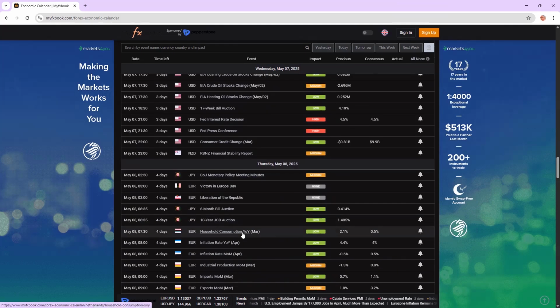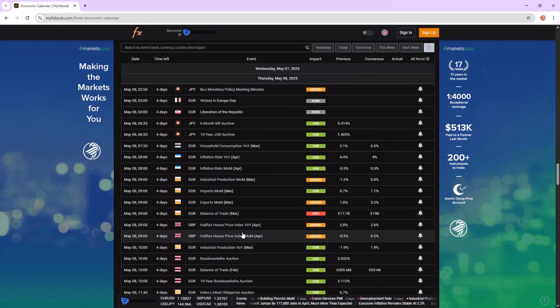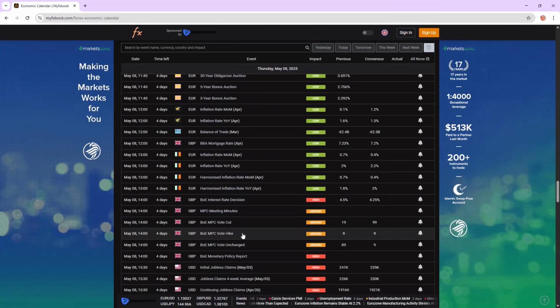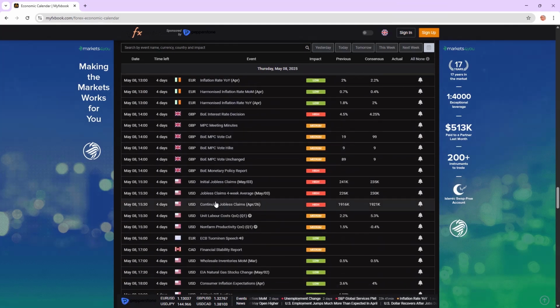Let's look at Thursday: Euro balance of trade, as well as interest rate decisions on the GBP. On Wednesday we have it on the dollar, and on Thursday we get it on the GBP, the pound. Monetary policy report and farm productivity.